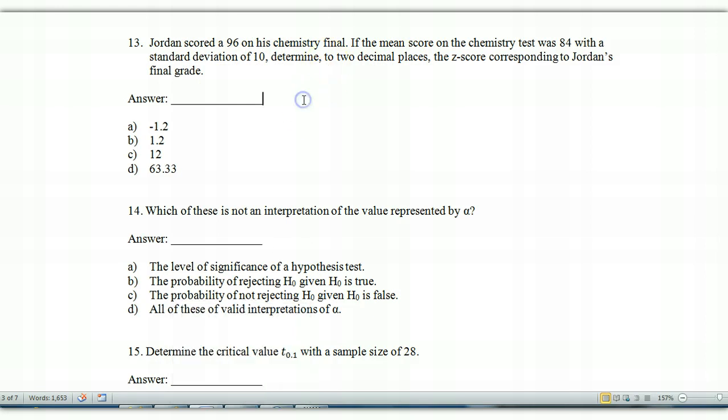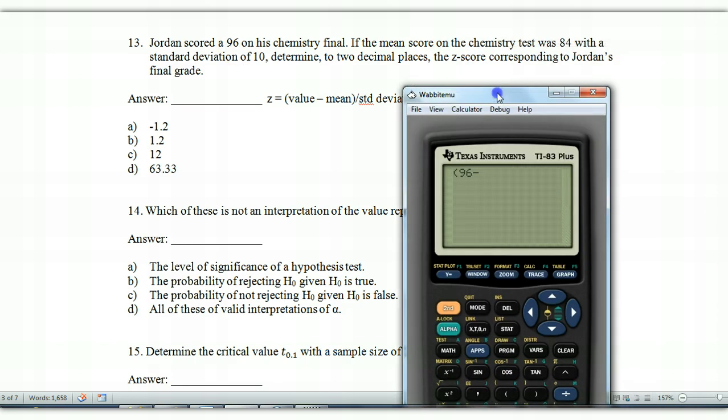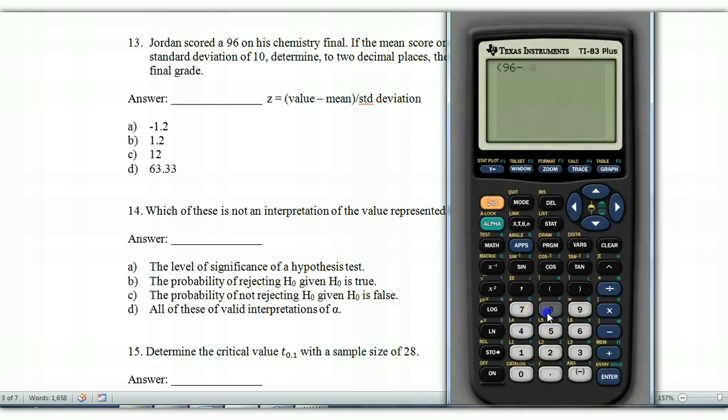Alright, remember z-score, same thing as the t-score. Z is equal to the value from the data set minus the mean, and then divide that by the standard deviation. So in this particular case, his value was a 96 and I subtract the mean, which was 84, and then I divide by the standard deviation, which is 10, I get 1.2.